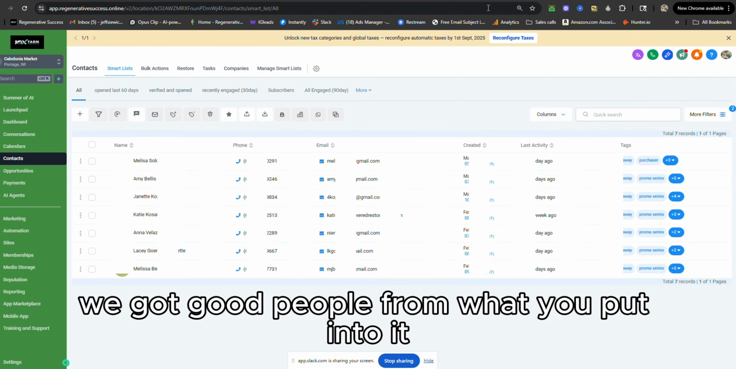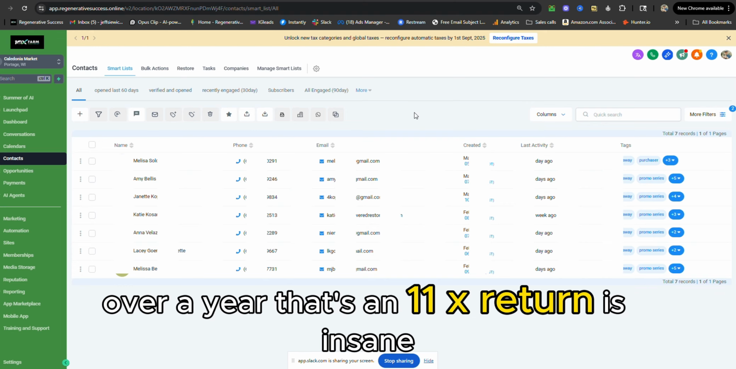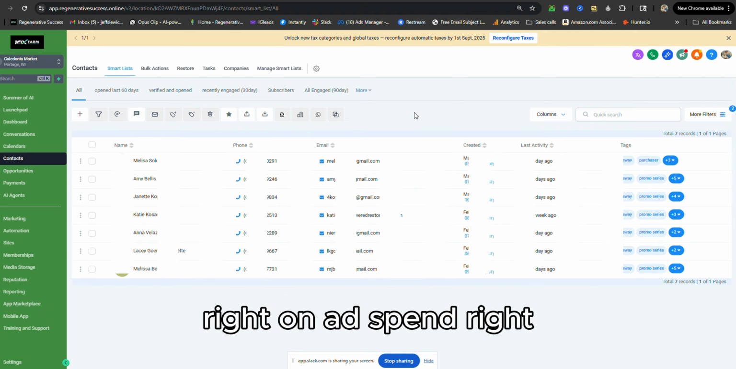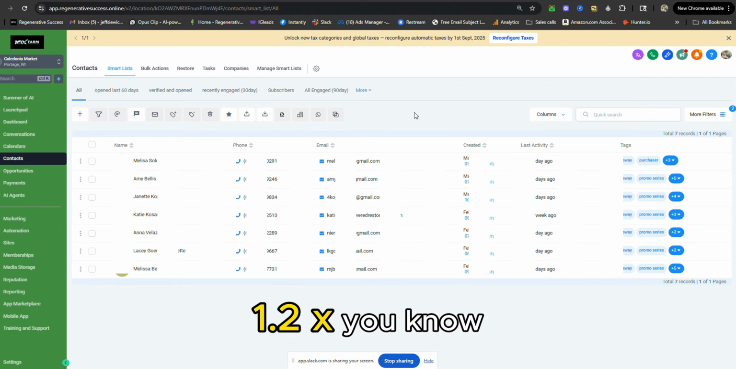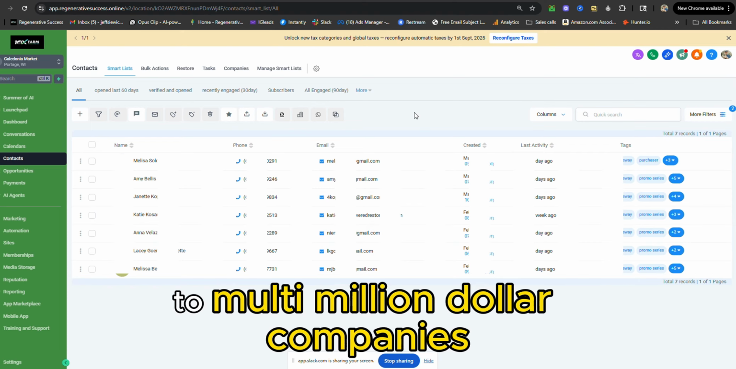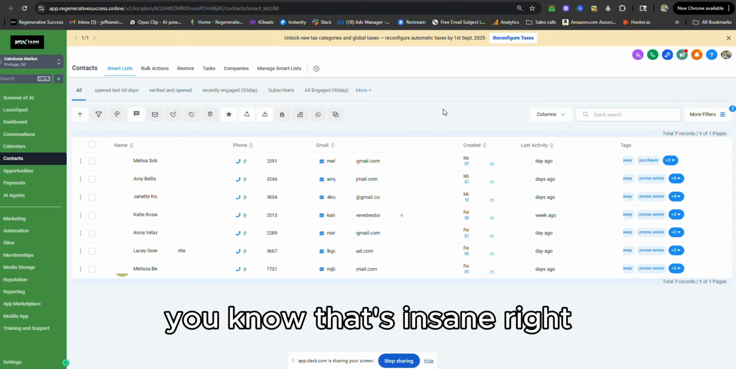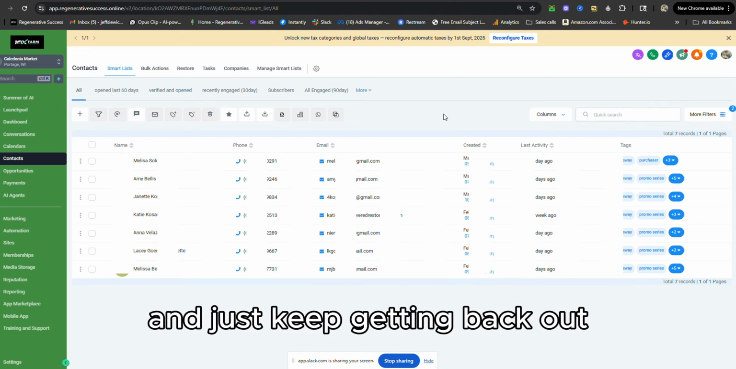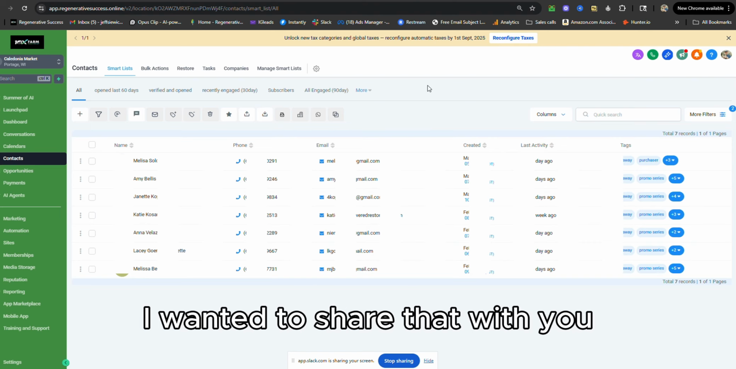You got good people from what you put into it, and that's over a year. An 11x return on ad spend is insane, right? Software companies usually get a 1.1x or 1.2x return. They put $100 in and might get $102 out, and they scale that to multi-million-dollar companies. You're getting an 11x return. So basically you've got a money machine here that you just put money into and keep getting money back out. I thought that was pretty exciting, and I wanted to share that with you.